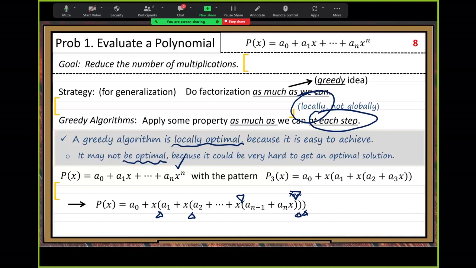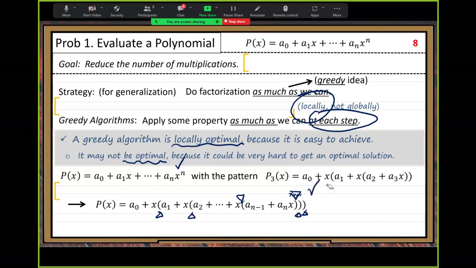So each round we try to use the factorization to cover as many terms as possible. That's our greedy strategy. Each step, we try to do the factorization on as many terms as we can. So at the end, we get this formula.